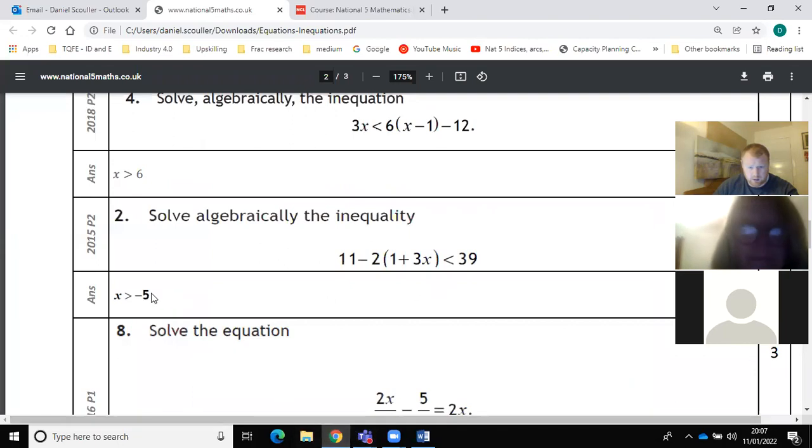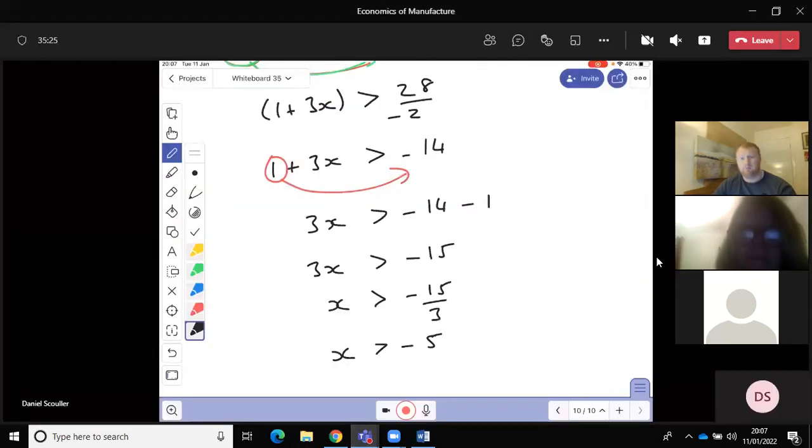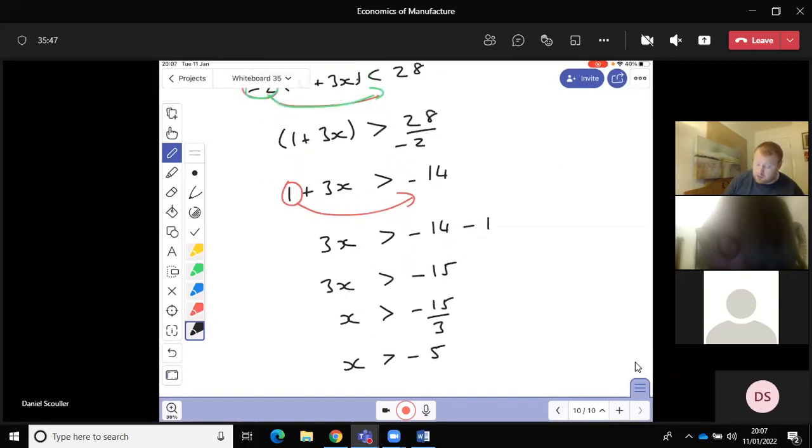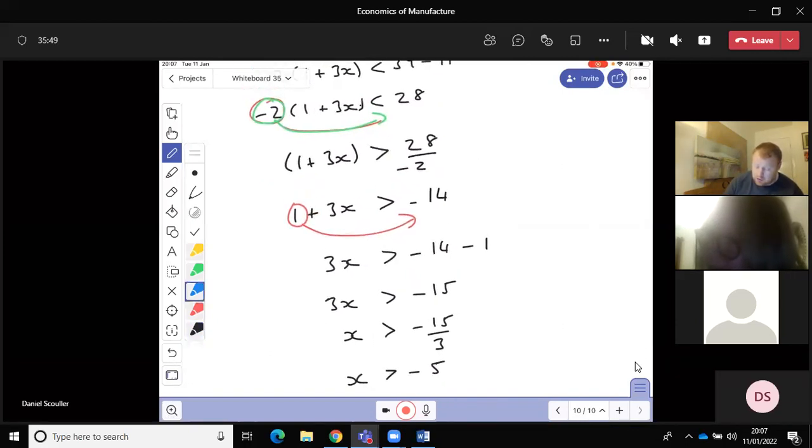Yeah, there we go. Perfect. Sorry, I'll put that back up. Did the last steps quite quick there. Okay. So 3x is greater than negative 14, negative 1. That 1 moves across. Okay, then you're negative 15 over 3. It's negative 5. Okay. So I just did that one to make sure that you don't get caught out with this.